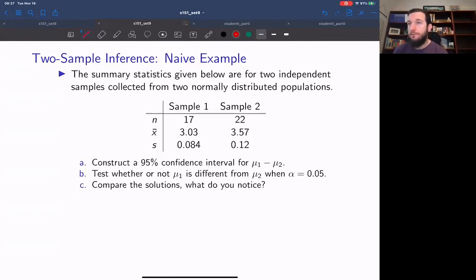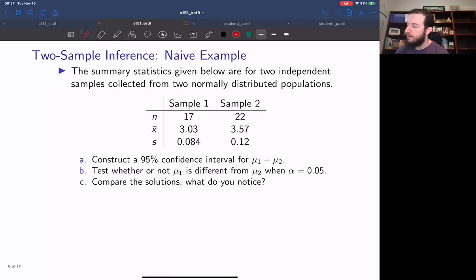Okay, so in the first example, we have the summary statistics below for two independent samples collected from two normally distributed populations. Part A says construct a 95% CI for mu1 minus mu2. Part B says test whether or not mu1 is different from mu2 when alpha equals 0.05. And part C asks us to compare the solutions.